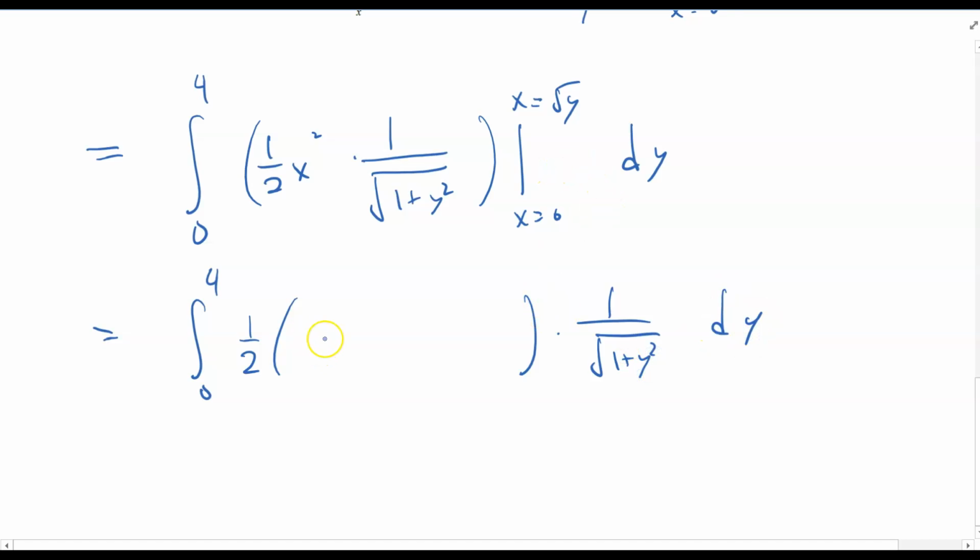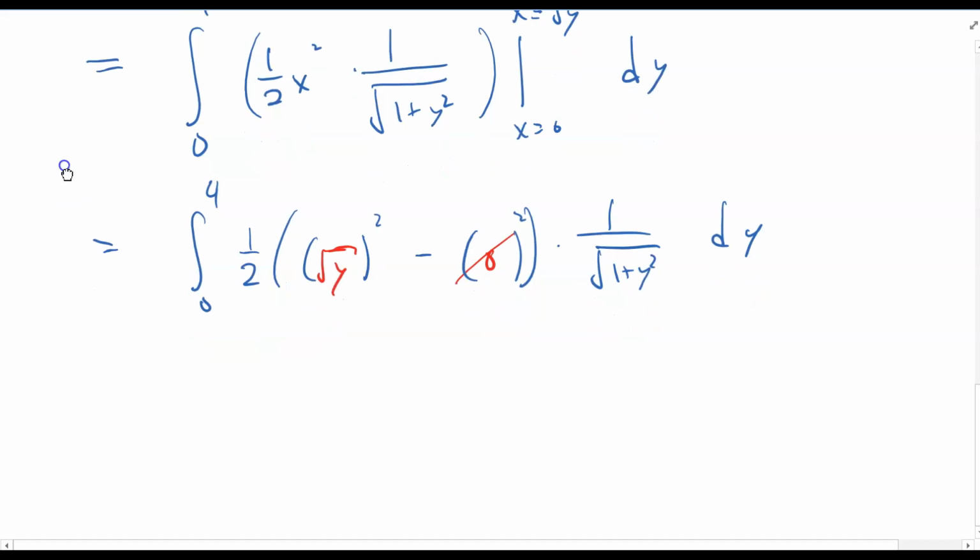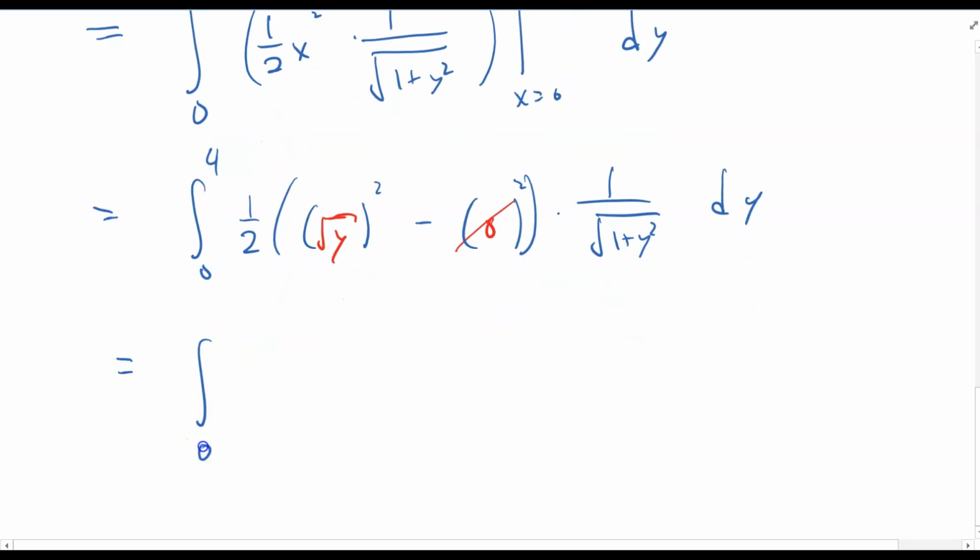We're plugging in to x squared. And what are we plugging in there? We're plugging in the upper limit of integration, which is the square root of y, the lower limit of integration, which is 0. All right, now 0 squared is 0. This term goes away. The square root and the square are going to unravel, so that's just going to give us y there. All right, so this integral then turns into the integral from 0 to 4 of 1/2 y times 1 over the square root of 1 plus y squared.